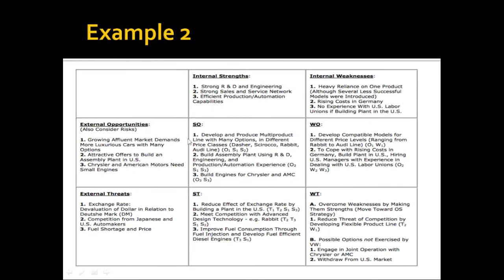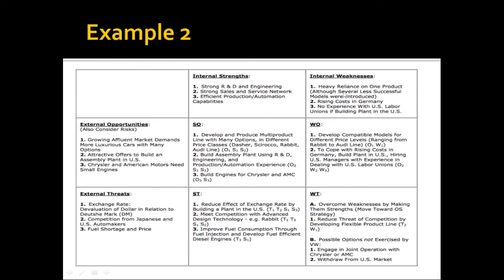For strength and opportunity: develop and produce a multi-product line with many options in different price classes. So this is an example. Build an assembly plant using R&D, engineering, and production automation experience. Build engines for Chrysler and AMC. So it is taking advantage of the opportunities.